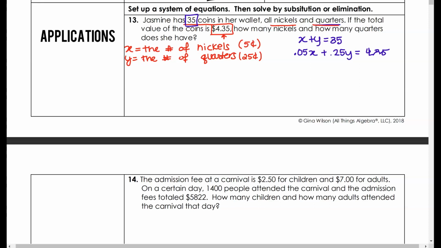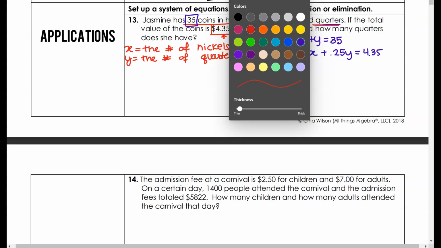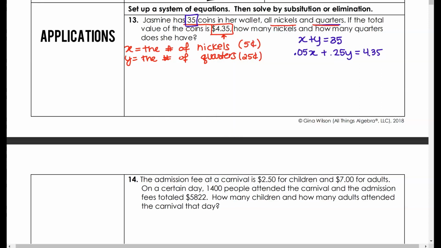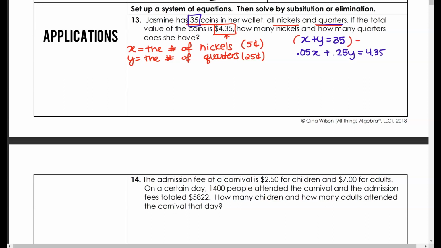Okay, so I'm going to go ahead and solve this by elimination. Since we're doing elimination, we want to find a variable that we want to eliminate. Let's eliminate the X. I'm going to take this top one and multiply by negative 0.05. So this top equation turns into negative 0.05X minus 0.05Y, which equals negative 1.75.